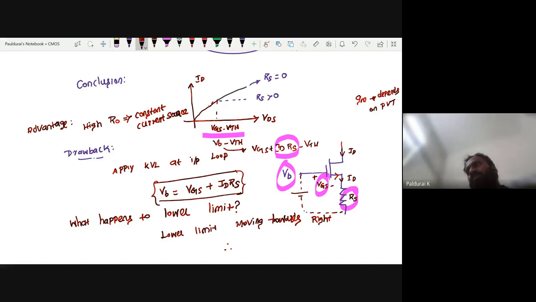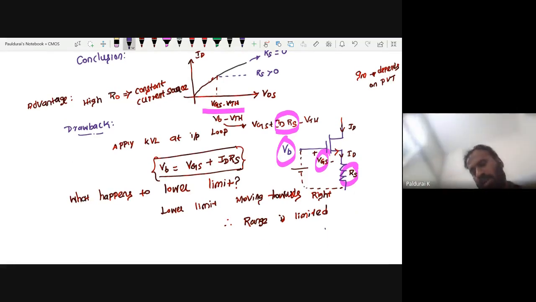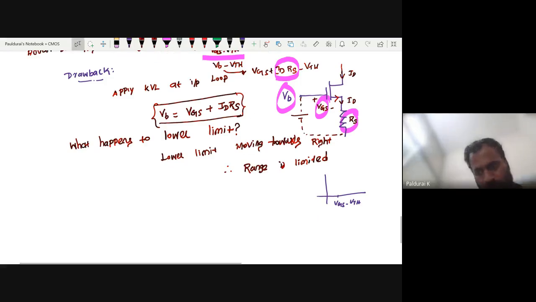Therefore, what is the range? The range is limited, right? Which range? That lower limit range. Assume there is no RS, this is my limit: VGS minus VTH. Now by connecting RS, it is VGS plus ID RS, the voltage across RS, minus VTH.